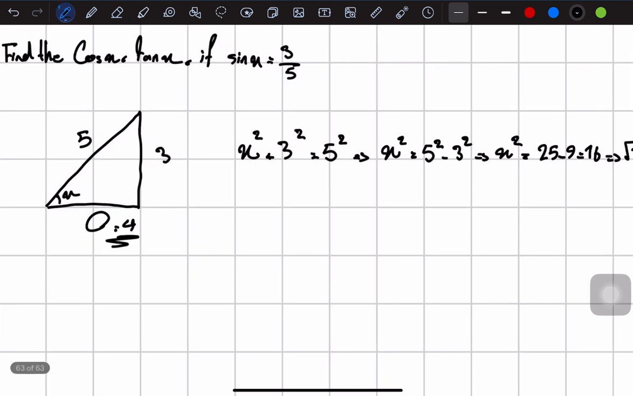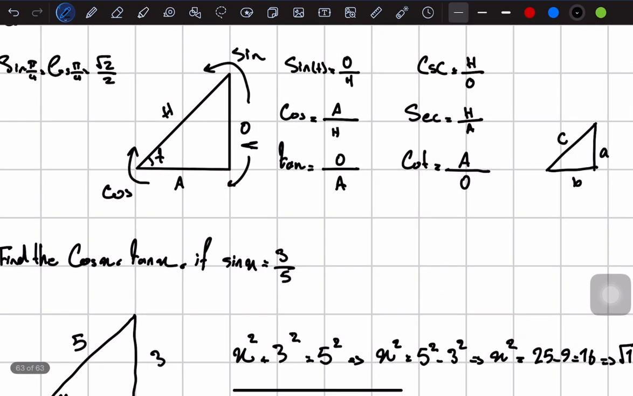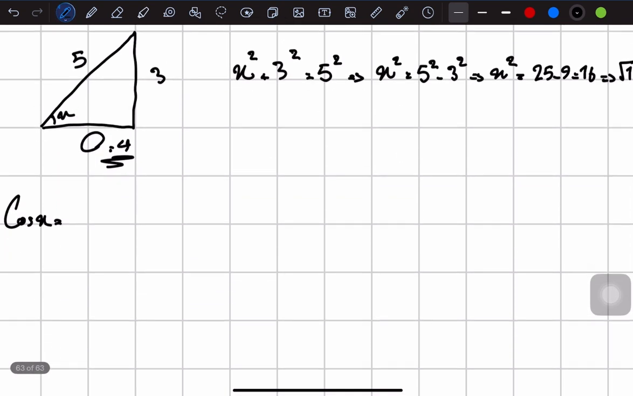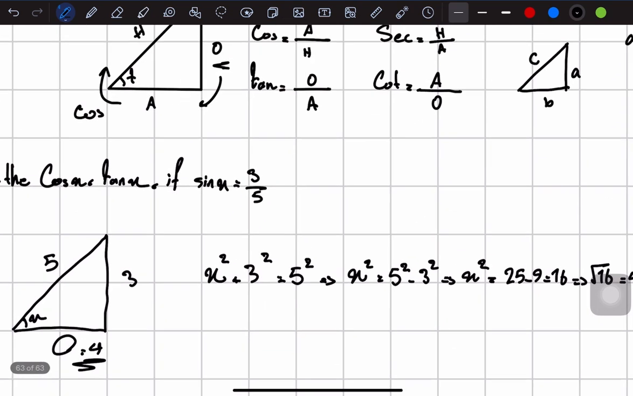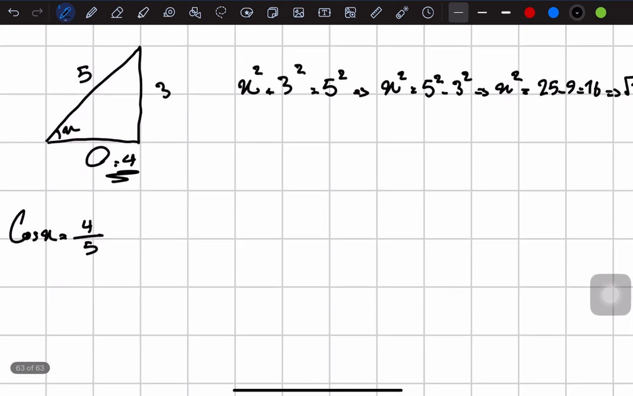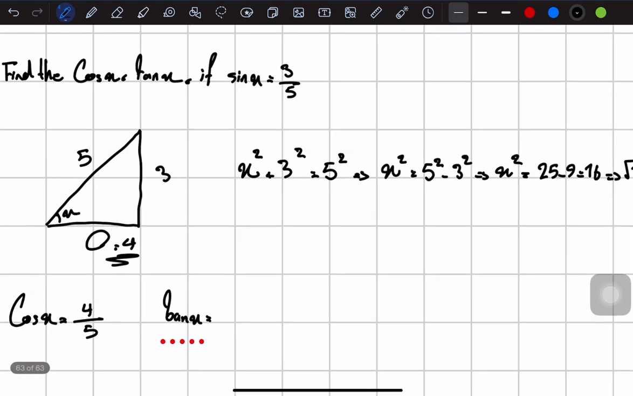So it says, what is the cosine of x? We said the cosine of x is equal to adjacent over the hypotenuse. So this one will be 4 over 5. And what about the tangent of x? We said the tangent of x is equal to sine over cosine. And now we have two ways to write it down. The simplest one will be the opposite side over the adjacent side, which is 3 over 4. Or we can do it the hard way.